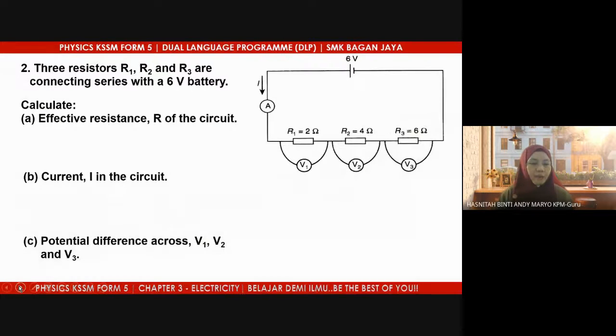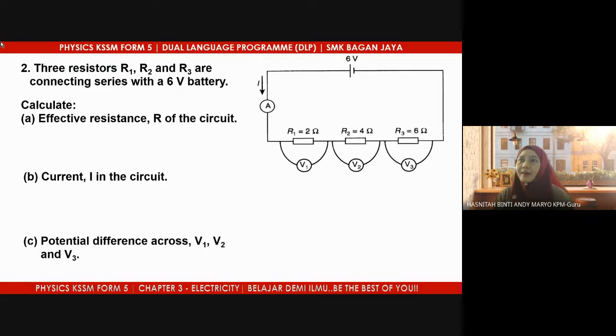Okay, now can we proceed with the second question, student? Second question. Okay, now this is the diagram. We have 3 resistors. Yeah, or you see wrong. Okay, so don't make a careless mistake. It's okay if you got it wrong now, but during the exam, make sure you do it correctly.